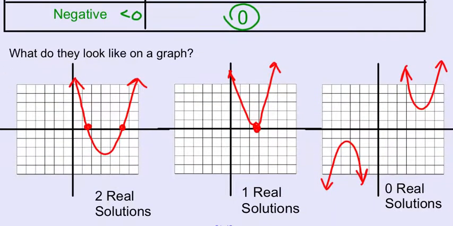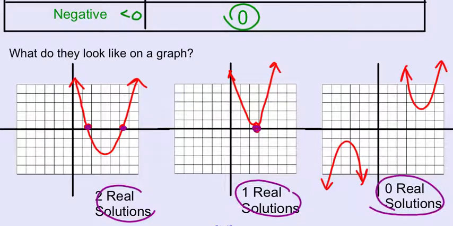So here's what they're going to look like on your graph. You don't need to write these graphs down. So the first one, 2 real solutions. You'll have an x-intercept there and there, something like that. If you have 1 real solution, that means your discriminant equals 0. You'll have 1 x-intercept. And if you have a negative discriminant, then you have a parabola either below or above the x-axis.